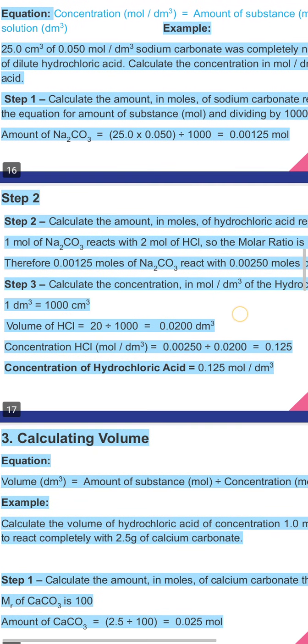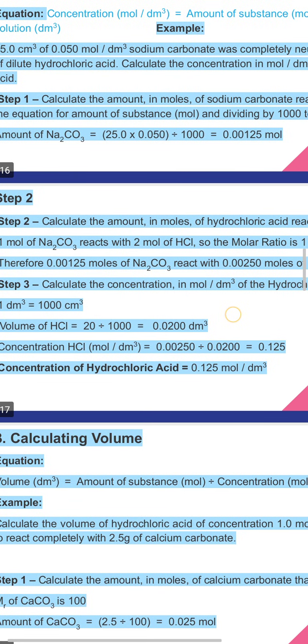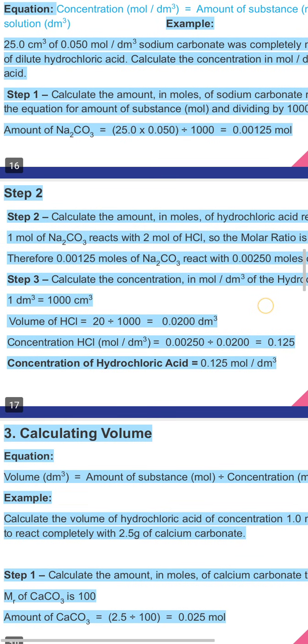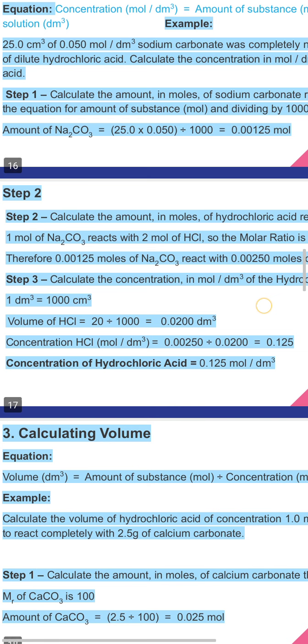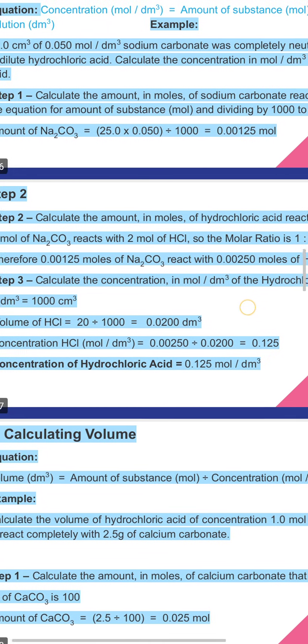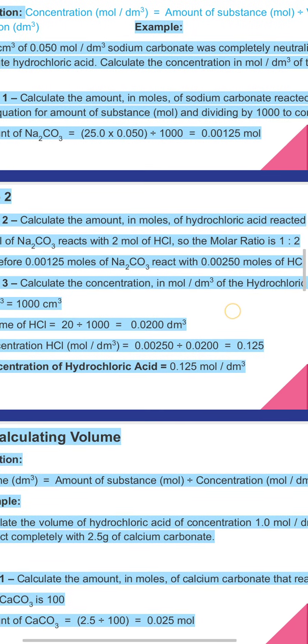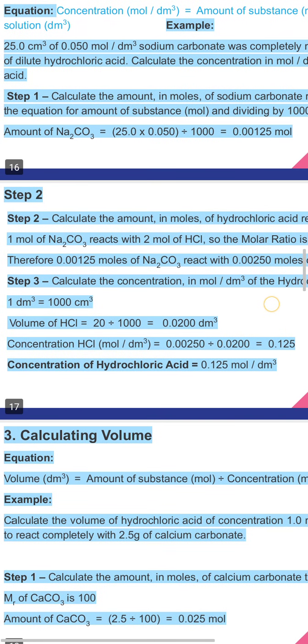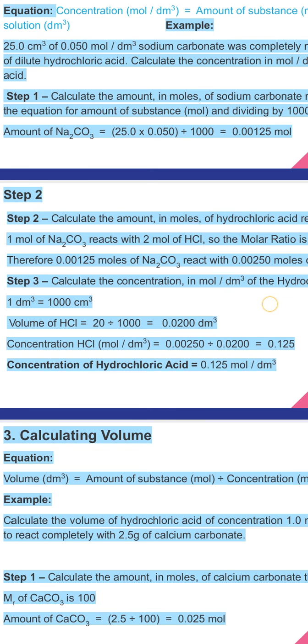Step 2. Calculate the amount in moles of hydrochloric acid reacted. 1 mole of sodium carbonate reacts with 2 mole of HCl, so the molar ratio is 1:2. Therefore, 0.00125 moles of sodium carbonate react with 0.00250 moles of HCl.